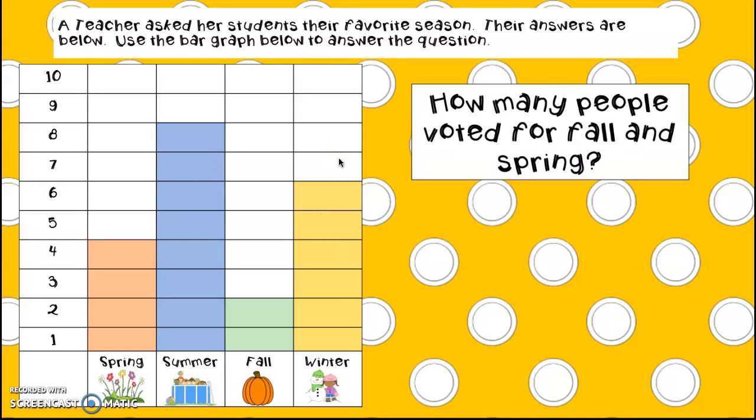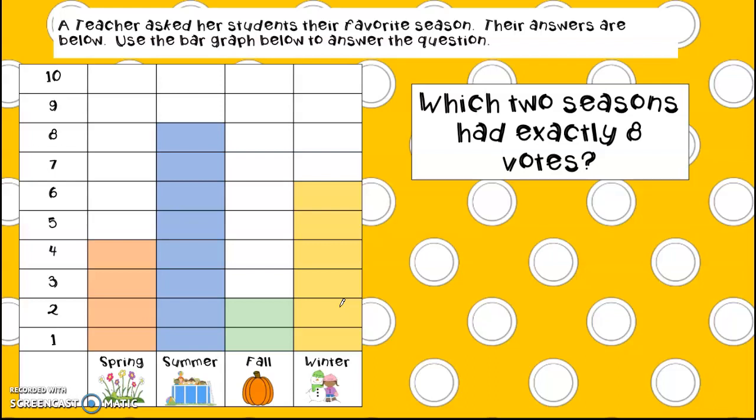How many voted for the fall and the spring? So you need to put both of those together. Look at how many voted for the fall, how many voted for the spring. Pause the video to solve. Okay, ready for the answer? If I look and see, I know that there were 2 people that voted for fall and 4 people that voted for spring, so I need to add them together. 4 plus 2 equals 6. Good job.